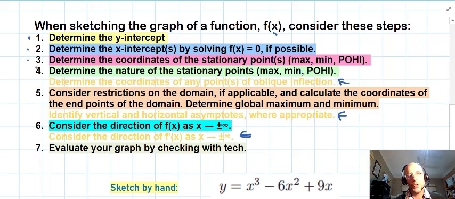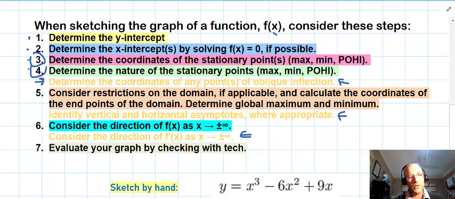Step 3, determine the coordinates of the stationary points. So it could be maxima, minima, points of horizontal inflection, that's POHI. Step 4, determine the nature of the stationary points, identifying what they are. So the first one, 3, is the location, and this is the nature of them. What are they? Because there are 3 main types of stationary points we look at.